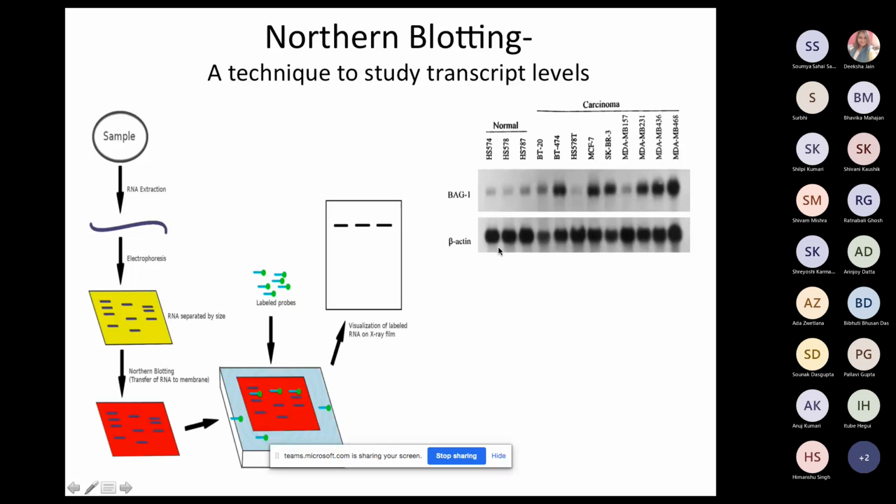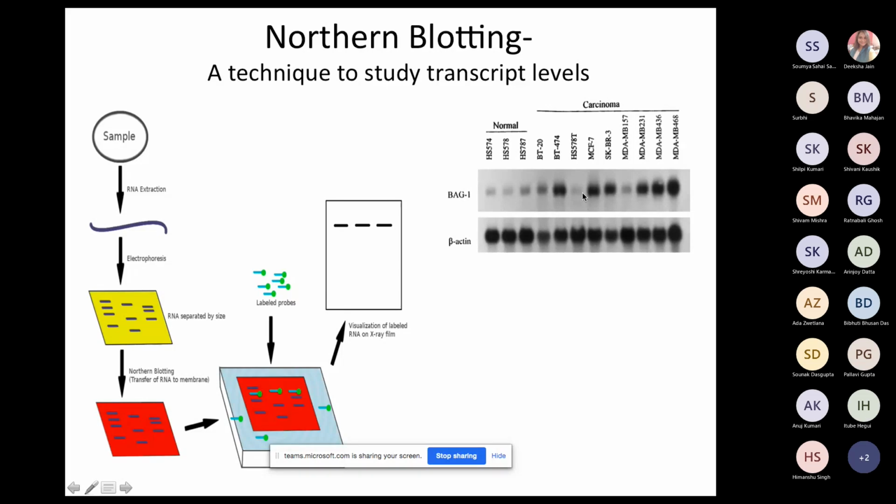And that's why I can make the conclusion that as compared to normal, in the majority of my cancer cell lines, my gene of interest, BAG1, is highly expressed. Of course, I can also conclude that in this particular cell line, even though my beta actin gene was high, I mean, it is almost similar or rather a little bit high. It could be that I loaded a little bit more RNA here, but still my gene of interest is not highly expressed. Definitely it is lower as compared to this or almost equal.